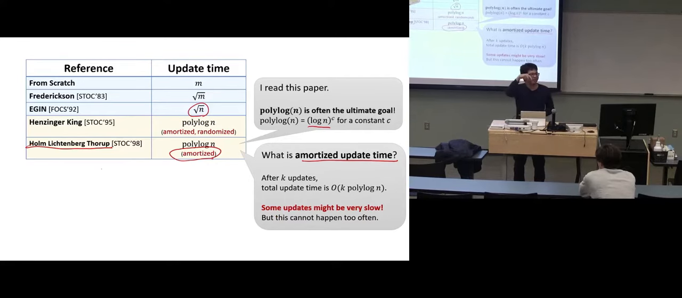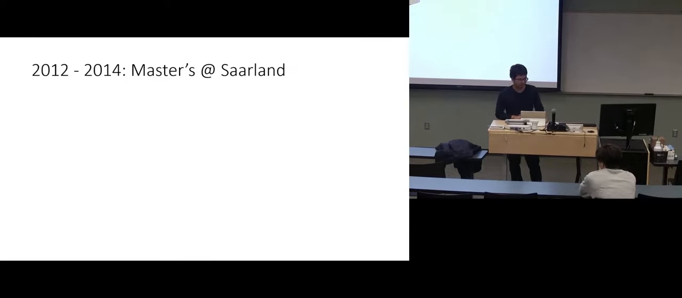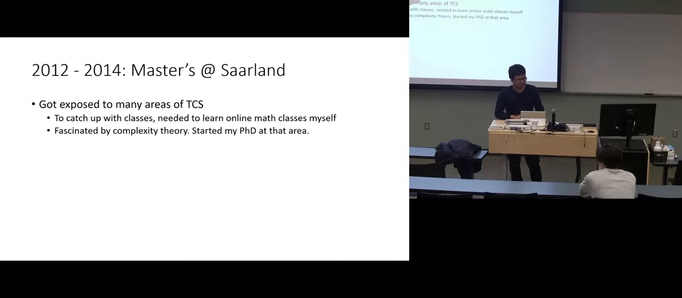We want every update to be fast. That's a natural question to ask, right? So we want to remove this thing called amortization. That's the goal. And so people tried to do that. What happened is that, after that I went to Saarland University in Germany, right? Then I got exposed to many areas in TCS. And after that, I decided to start my PhD in the area called complexity theory.